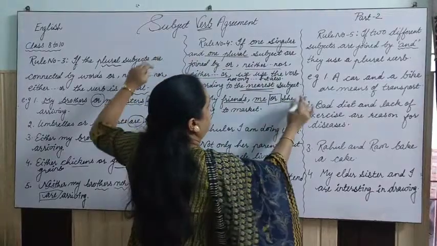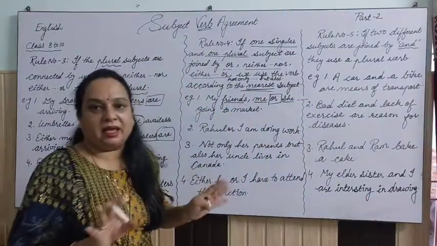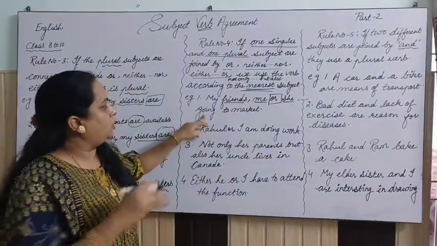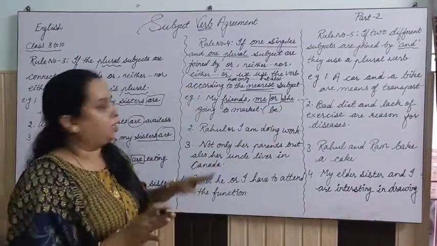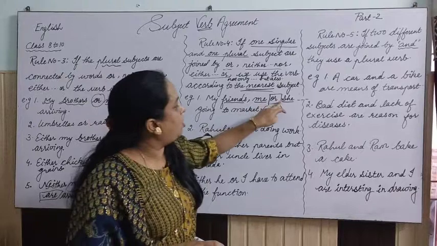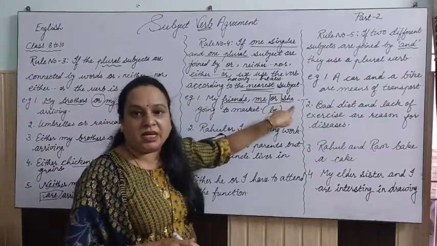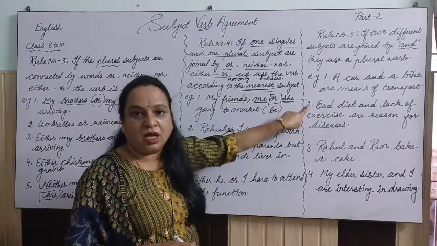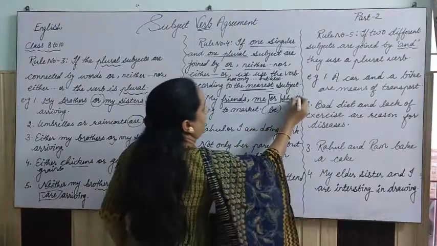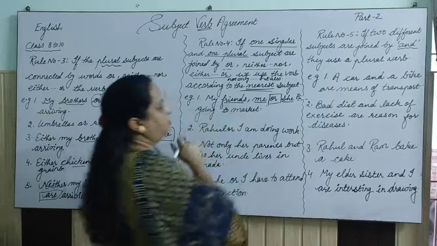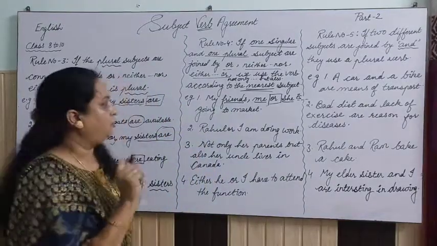Suppose here a blank is given to you, and you have been asked to write the be form in present, right. So my friends, me or she, so she is the nearest subject, right. Then what you have to attach here is "is", so "is" is the right answer for this. Like this you have to check.